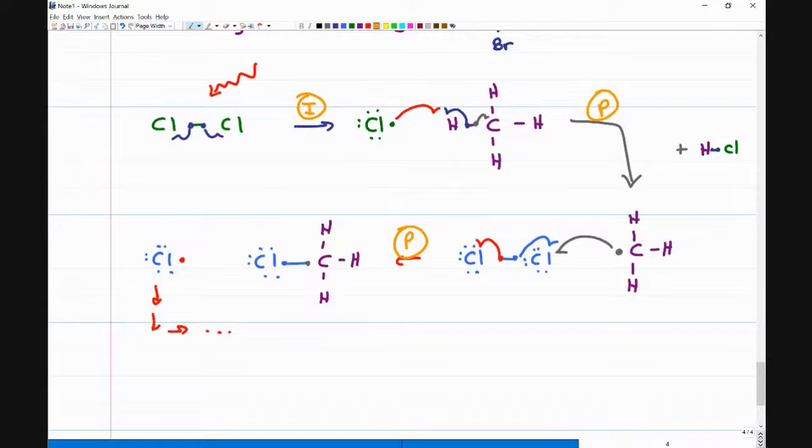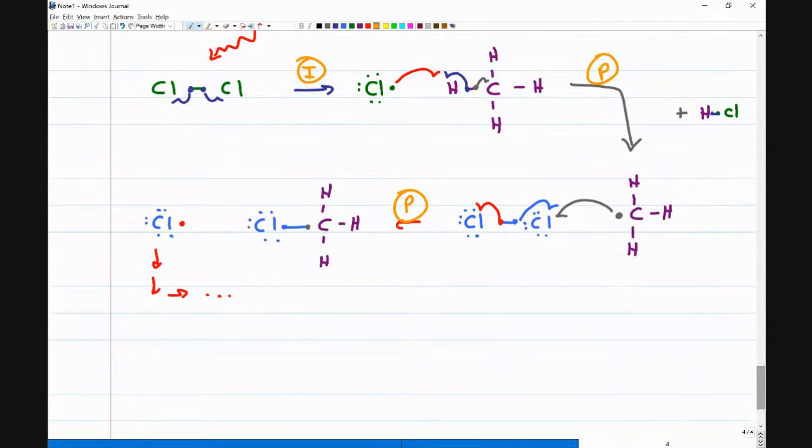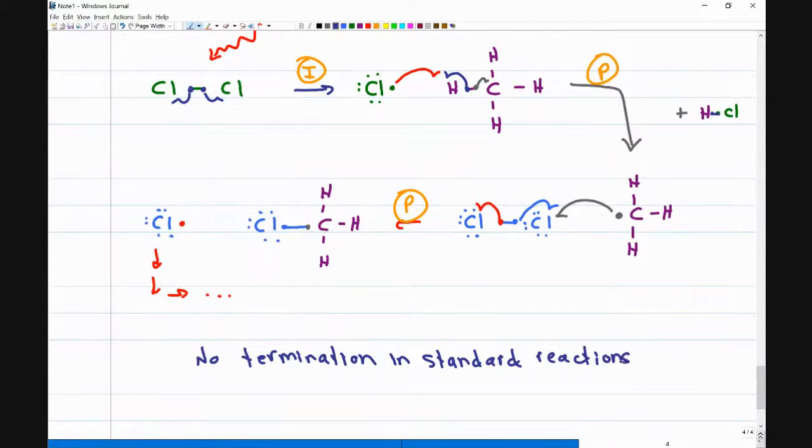In all the mechanisms that you work on, in all the reactions we're going to see for the topic of radicals, you will not see termination. There's no termination in these standard reactions. Why is there no termination if that is step 3 of a radical reaction?